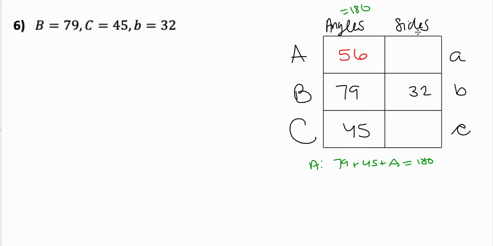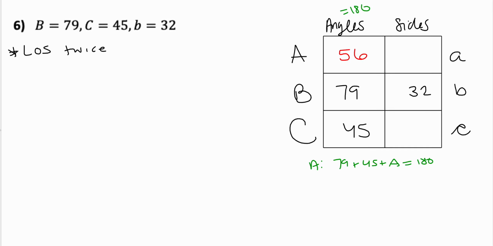Now, to determine our side lengths, I have to look for law of sines or cosines. To determine which one, I look for pairs. I do not have big A and little a, but I do have big B and little b. That means I can automatically do law of sines. I will not have to do law of cosines, so I will have to do law of sines twice.